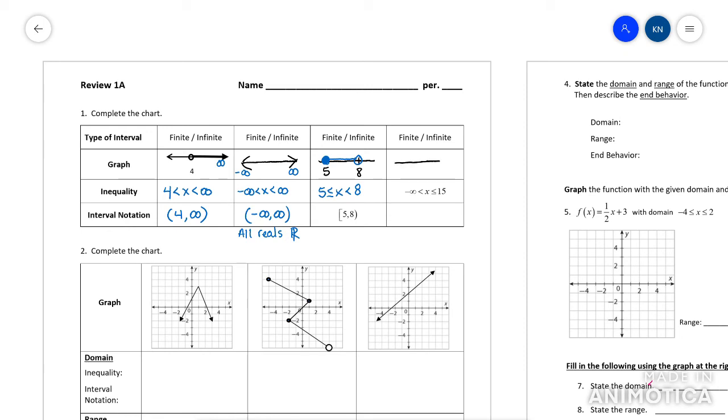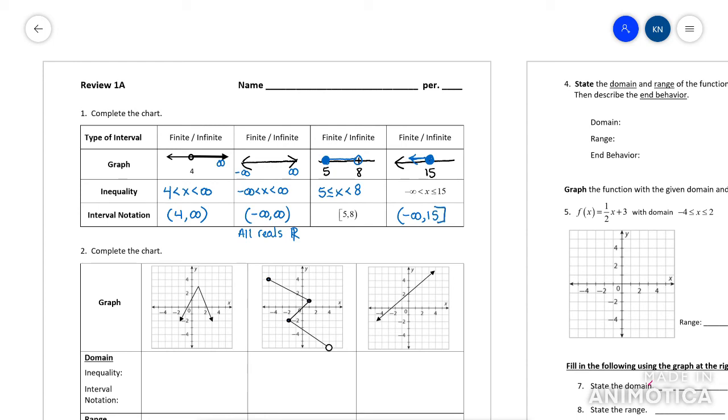And then this last one, they gave it to you as an inequality. So on a number line, it would look like this. It's going left forever to negative infinity. And then at 15, it's going to have a closed circle. So it would look something like this. So it's going left forever. As an interval, it would look like parentheses negative infinity, comma 15 with the bracket on the 15.